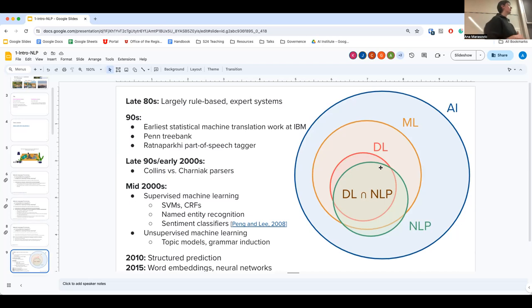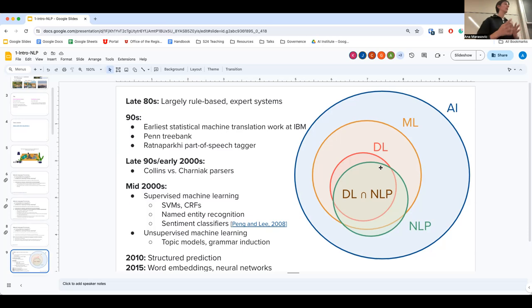Within machine learning, we have deep learning, which is again an algorithmic field that's based on neural networks. So you take one specific family of machine learning models and then you build everything around it. And then NLP can intersect with each one of these.